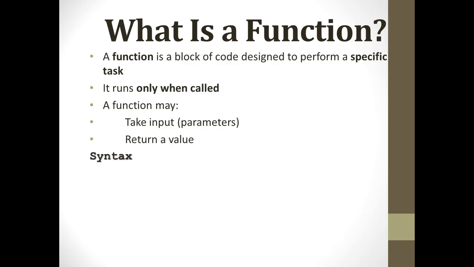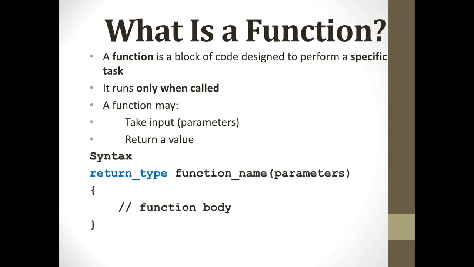Let's look at the syntax of a function. A function has the following syntax: return type, followed by the function name, followed by a list of parameters, and then inside a block of braces we have the function body. The function body is where the code that makes the function perform its task is found.